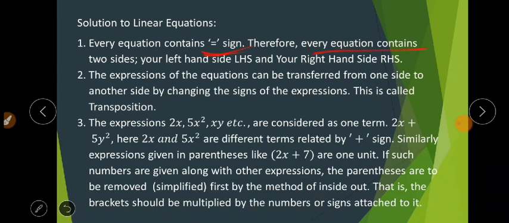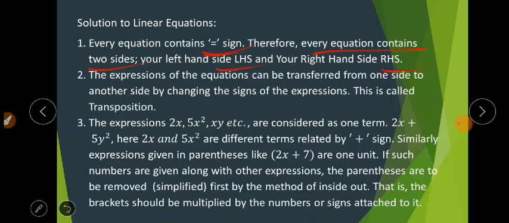Therefore every equation contains two sides. One is LHS and another one is RHS. Your right hand side will be RHS and the left hand side will be LHS. And our duty is to prove that LHS is equal to RHS sometimes.